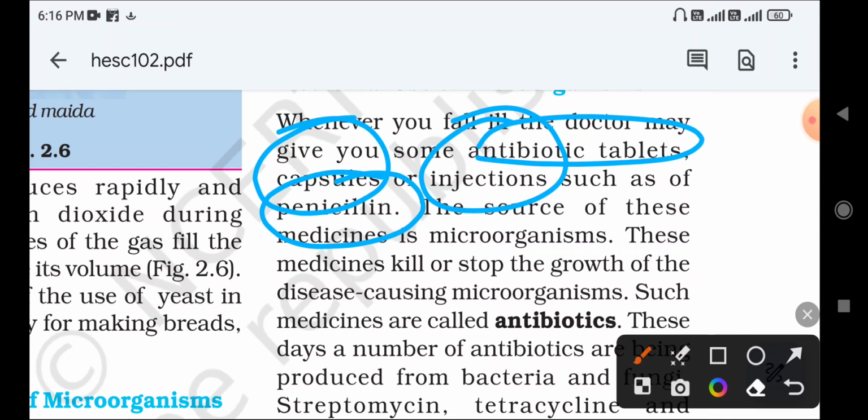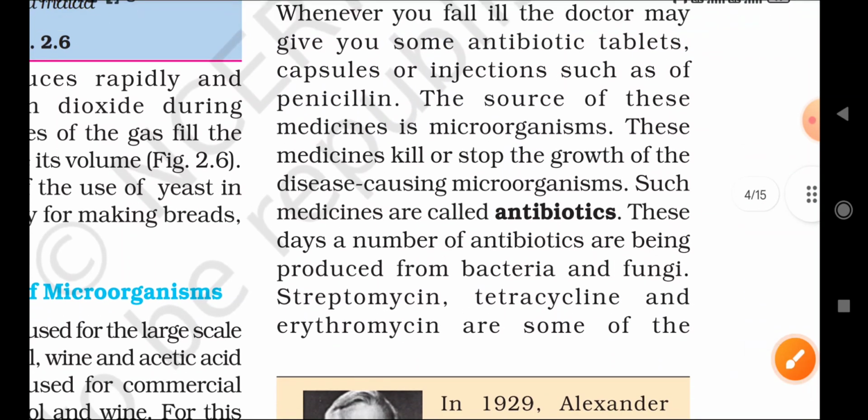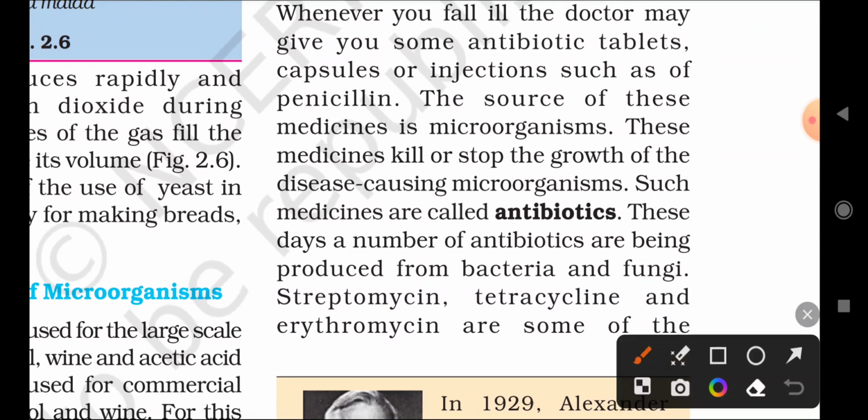How are these antibiotics, capsules, injections and penicillin prepared? They are prepared with the help of microorganisms only. Whenever you visit a doctor or hospital, the doctor says the body does not have enough antibiotics, so you have to be given injections, which can cost thousands of rupees. That antibiotic is prepared with the help of microorganisms only.